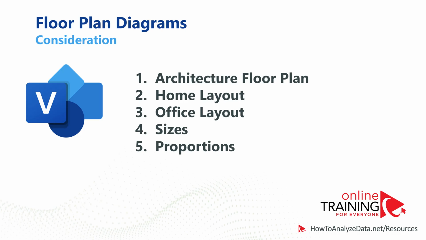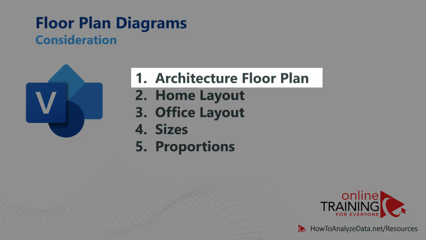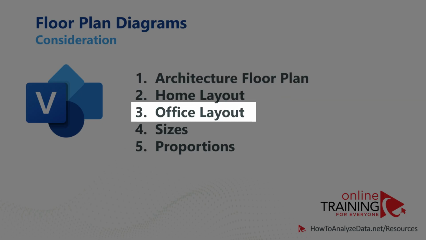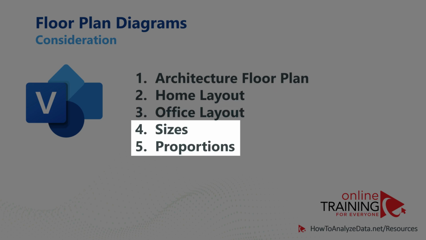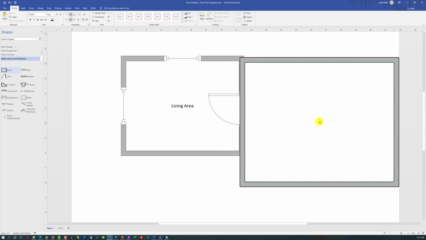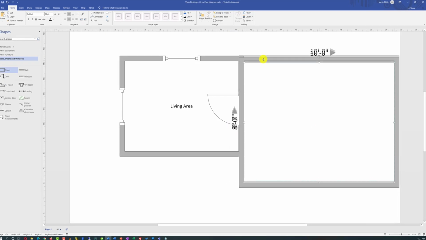Some of the typical uses of floor plans might be an architectural floor plan, where you just show the dimensions of the area and how the area is going to be used. You might also use a floor plan to show a home layout or office layout. If you're trying to depict an existing floor plan, you might want to consider getting the sizes of the objects and capturing their proportions. It is very easy to add additional objects onto the diagram as you're progressing with your design. You just need to drag an additional object and snap it into an existing object.